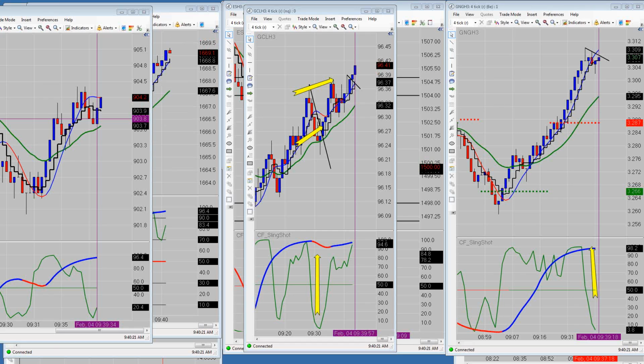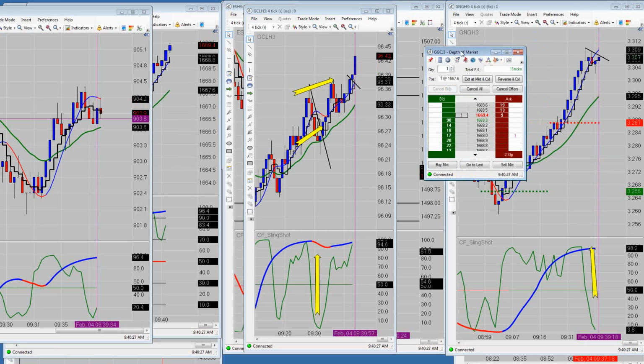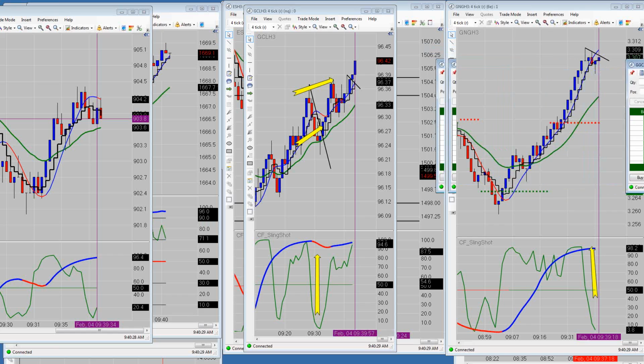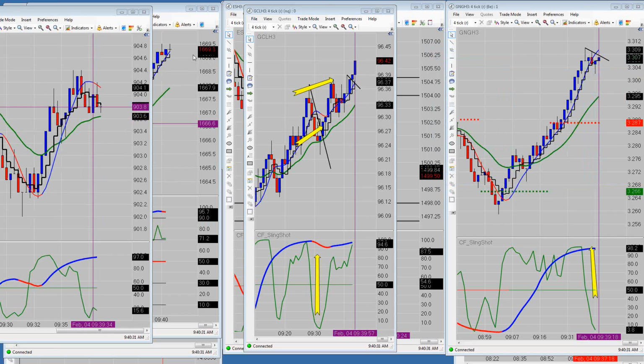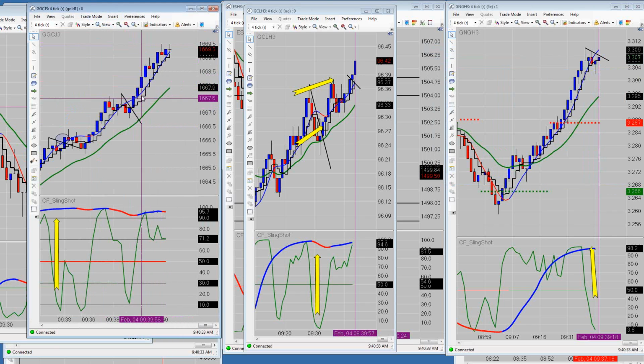Jeez, I don't even know where it is right now. Okay, it just ran off my DOM. I now have 18 ticks profit locked in on that. Okay, now I'm out. I locked in 13 ticks profit. Okay, that was on the gold from right there to right up here.